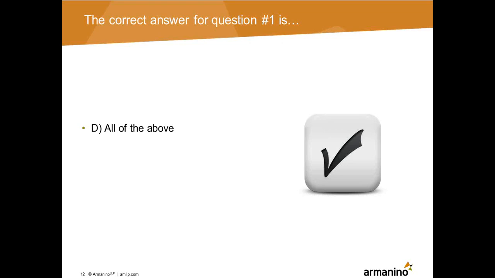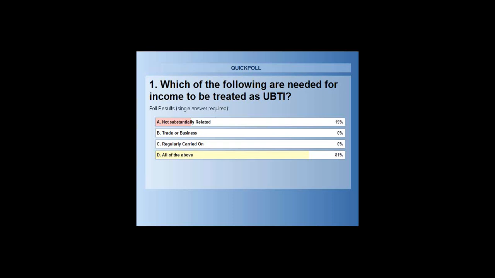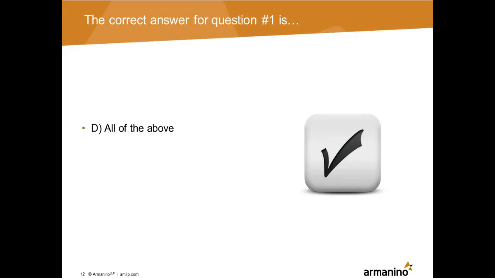What a great group! I think that says 90% correct. Is that 81? 81% correct. Yep. Okay, so we have to have all 3 of those elements characteristic to the income in order for it to be taxed as unrelated business income. So good.